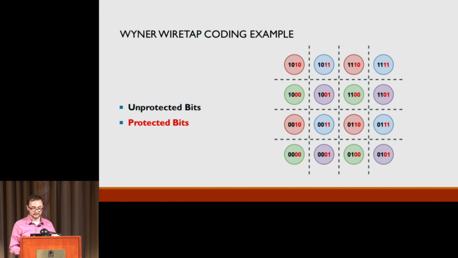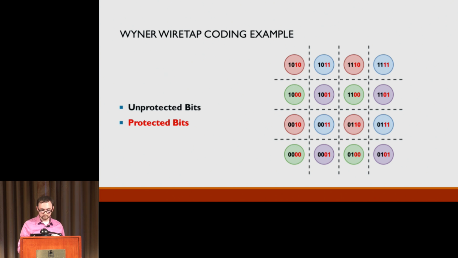So I tried to make an example here of a wiretap code that I think will explain it a little better. In this case, we're just gray coding by quadrant. So we're doing 16 QAM, gray coding by quadrant, and then gray coding within each quadrant. Then we say, okay, these most significant 2 bits, we're going to call those our unprotected bits. They're going to be common to each quadrant. And then our least significant bits, those are going to be our protected bits, and those will be varying within each quadrant.